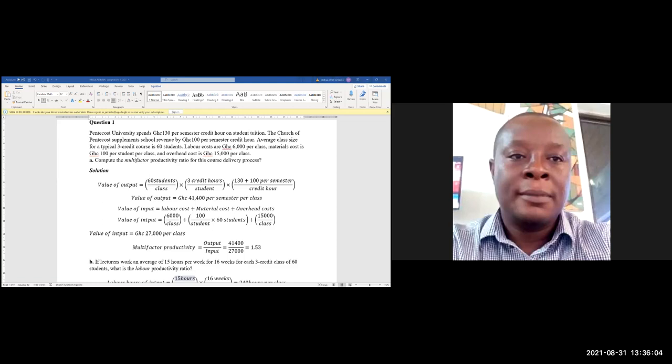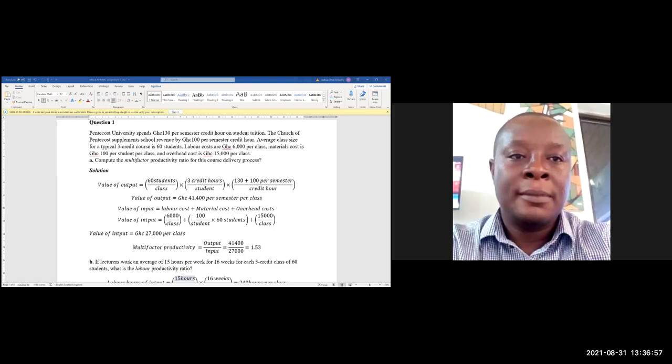We are going to go through the productivity questions in the assignment. That's question one and two. We are told that Pentecost University spends 130 Ghana cedis per semester credit hour, student tuition. The Church of Pentecost supplements school revenue by 100 Ghana cedis per semester credit hour. Average class size for a typical 3 credit course is 60 students. Labor costs are 6,000 per class, material costs 100 per student per class, and overhead costs 15,000 per class. You have to compute the multi-factor productivity ratio for this course.